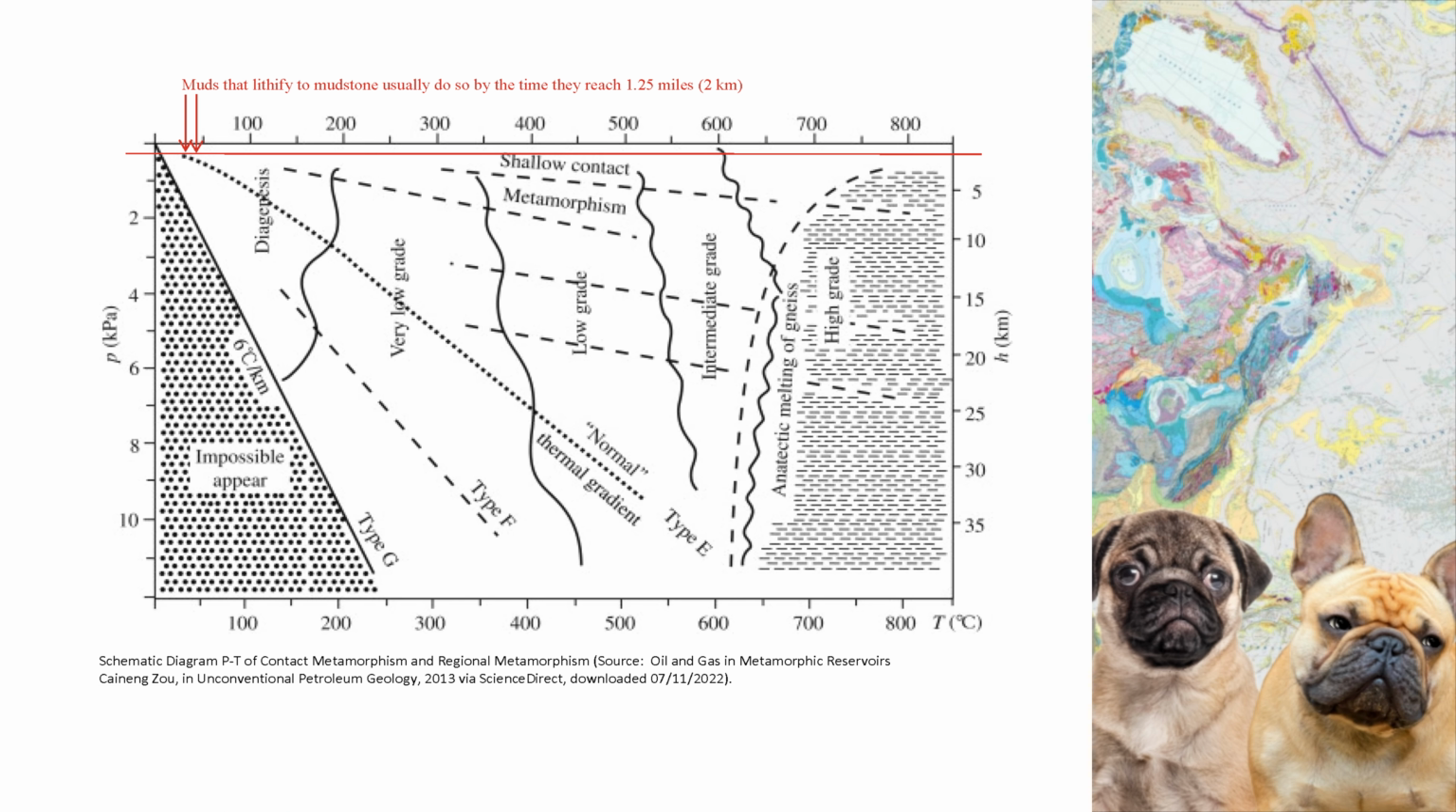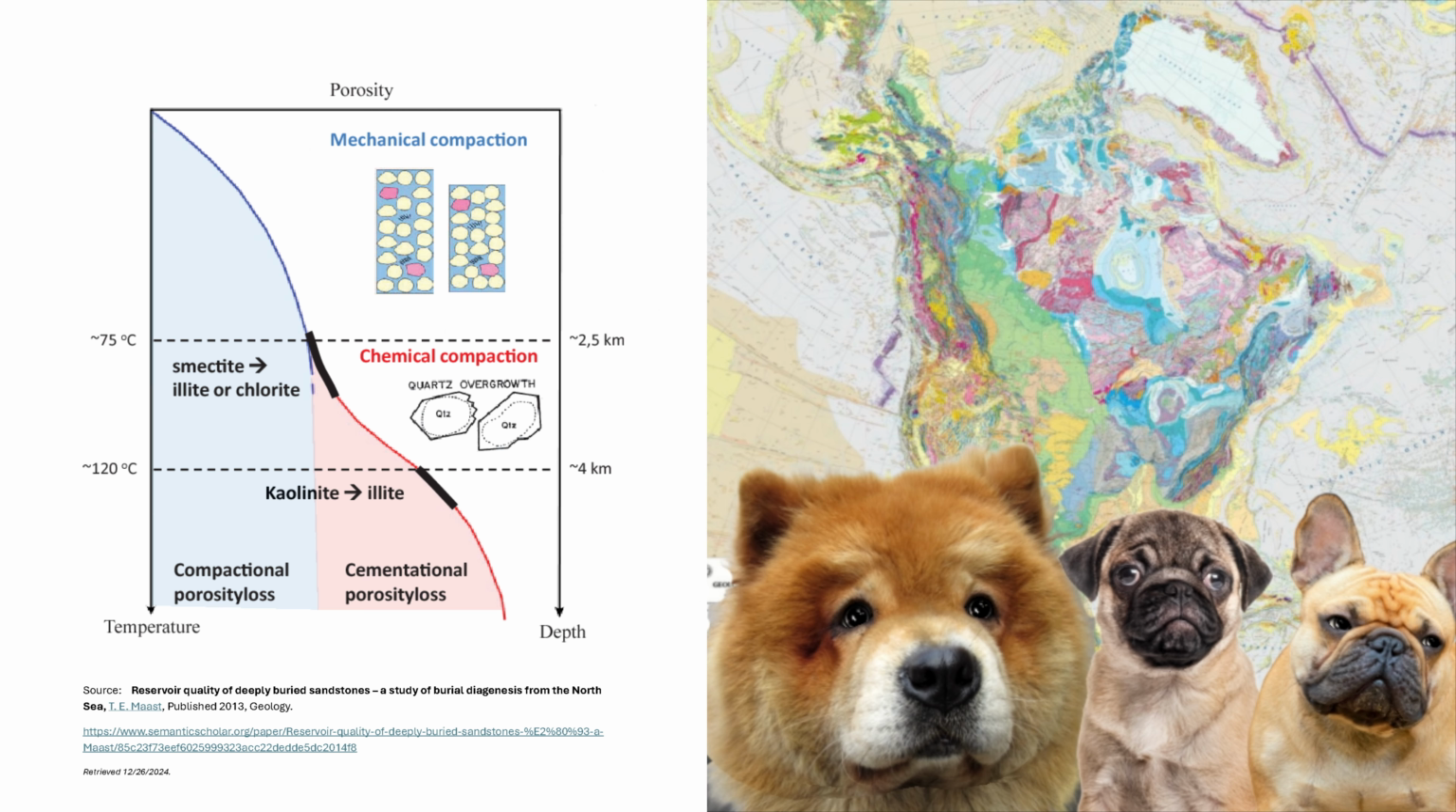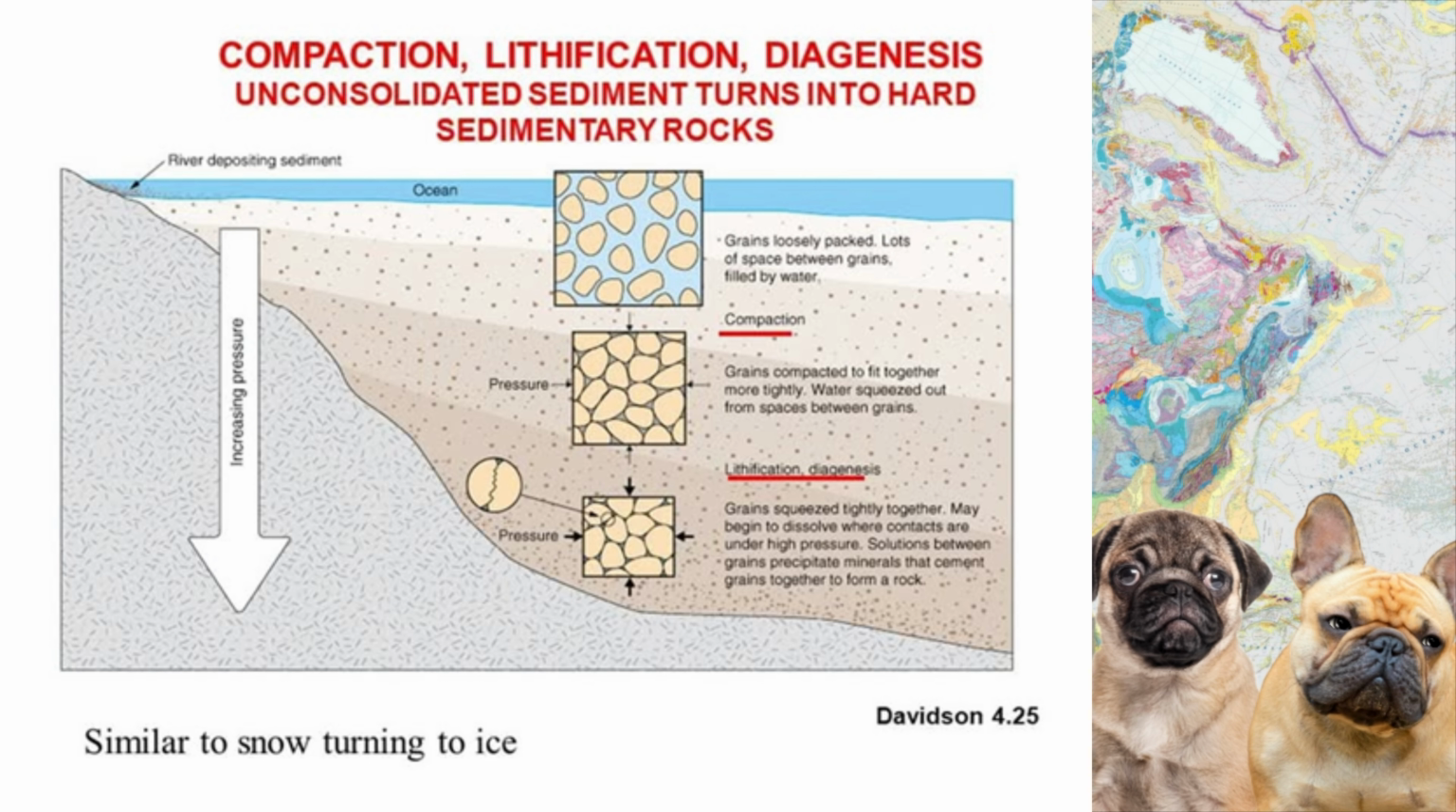Diagenesis really picks up steam by the time the mud has reached full consolidation. We can see that volume and porosity decrease with depth of burial. Porosity can drop to 20 or 25% by the time the mud has been drawn down to 7,000 feet of burial. That's 1¼ mile or 2 kilometers. Density, strength, and seismic wave velocity increase with depth of burial.